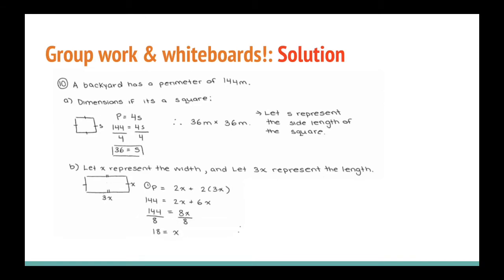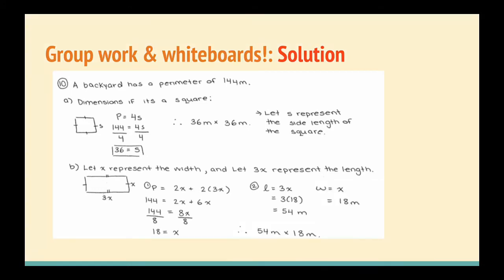And am I done? No, because that represents my width. I need to quickly find my length as well. So when I do that, I will get length 54. So you write a therefore statement saying, therefore, 18 meters by 54 meters will make this rectangular fencing area. Okay, there you go.